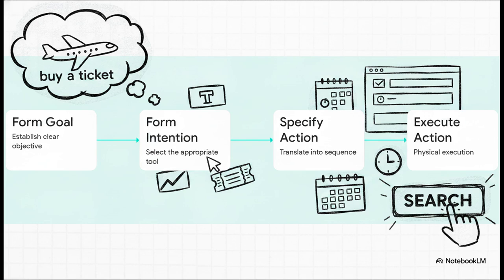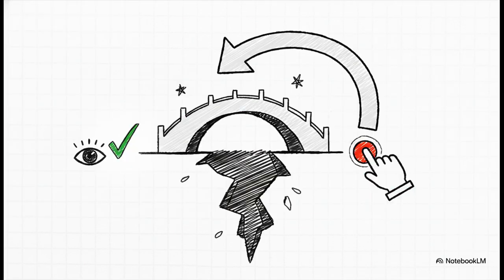To successfully bridge that execution gap, we intuitively fly through 4 rapid-fire mental steps. First, we form a high-level goal, like, I need to buy a ticket. Second, we form the intention of which specific site to use. Third, we specify the exact action, like typing dates into a form. And finally, stage 4, the physical execution of actually clicking that search button. Boom! Action executed. But the loop isn't over.